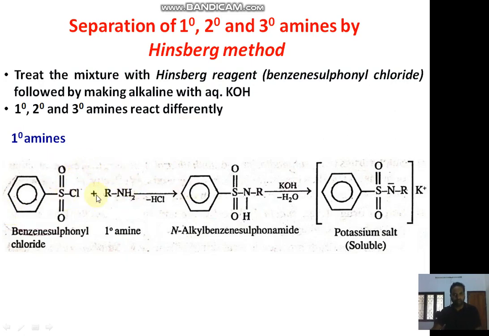Primary amine will react with benzene sulfonyl chloride, and we get N-alkyl benzene sulfonamide. Then we are treating with aqueous potassium hydroxide. You get a potassium salt. A salt will form with potassium that is soluble in water. So we get a soluble potassium salt after treating with benzene sulfonyl chloride, that is Hinsberg reagent. So primary amine will form a soluble potassium salt while reacting with Hinsberg reagent.